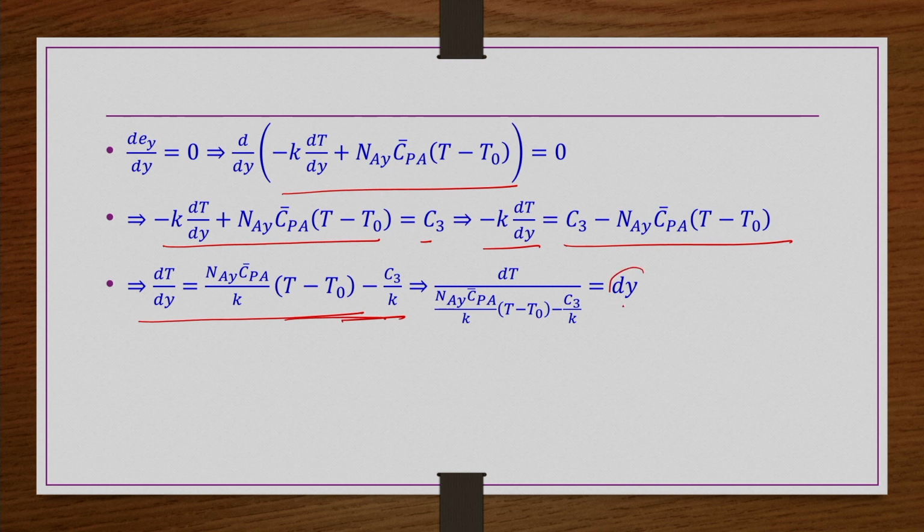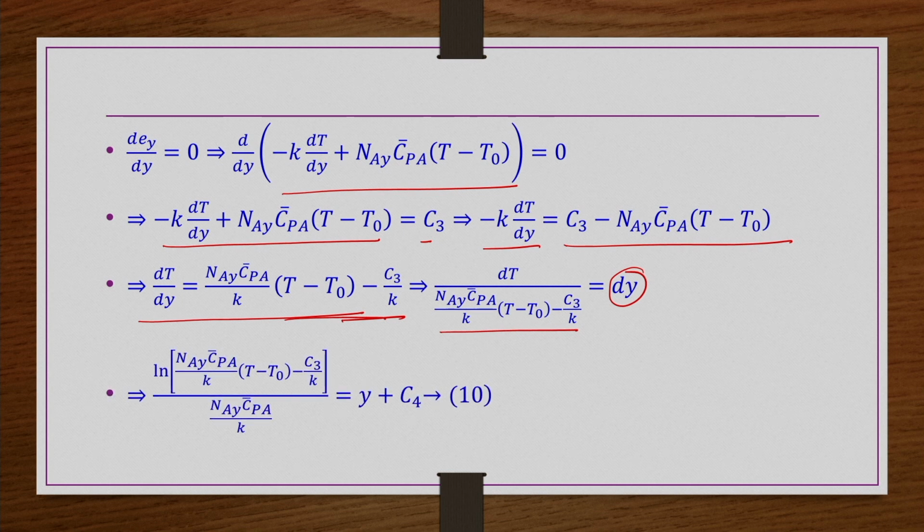So, next step, the dy term we are keeping on one side, all other terms we are taking to the other side. So, dT by this term you will be having, right. Now, what we can do, you can integrate. So, when you integrate you get ln of this term divided by the differentiation of T terms. So, then that is ṅ_A C_PA bar by k you will get as a denominator, right side you get y and then constant C4, right.